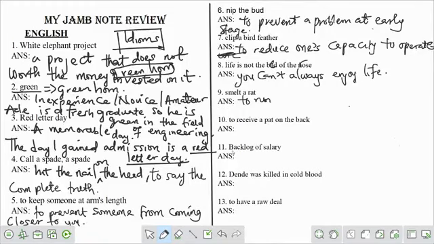To receive a pat on the back. To receive a pat on the back is like, for example, if you want to do something and someone is at your back, ready to give you the support that you need. So that's what to receive a pat on the back means. It means to receive the approval, approval of someone's plan.